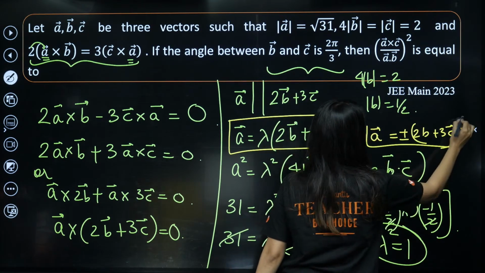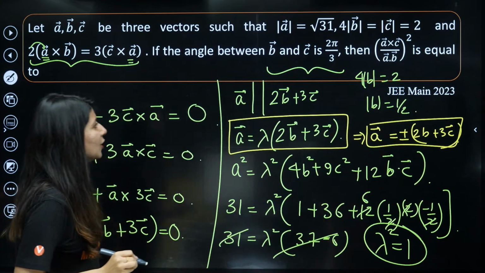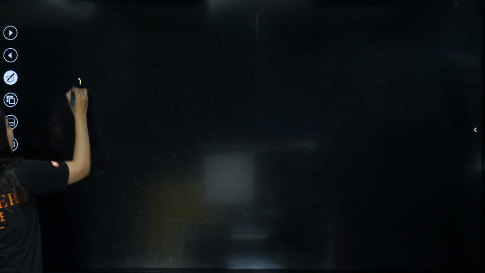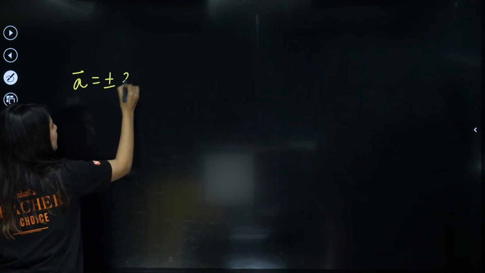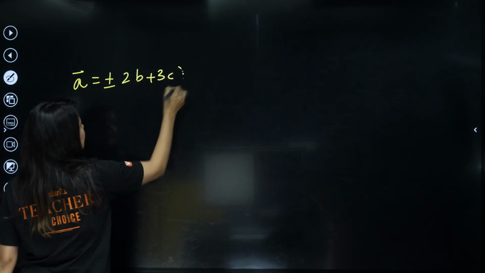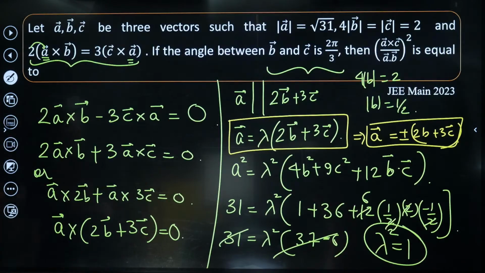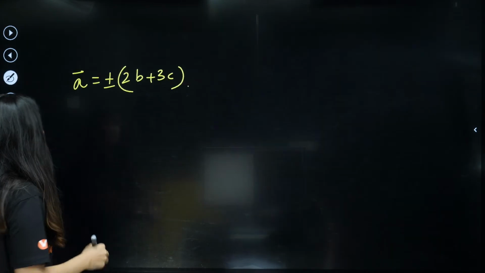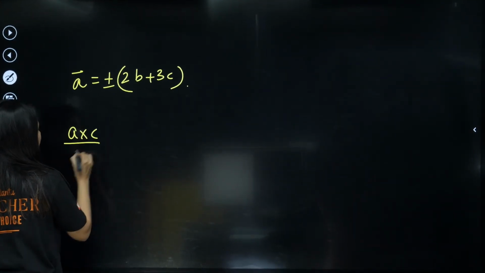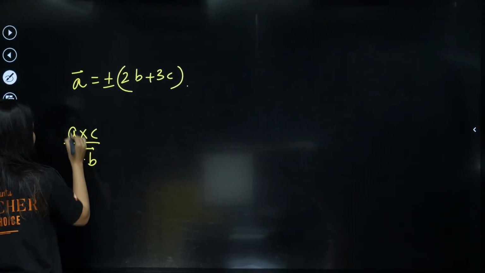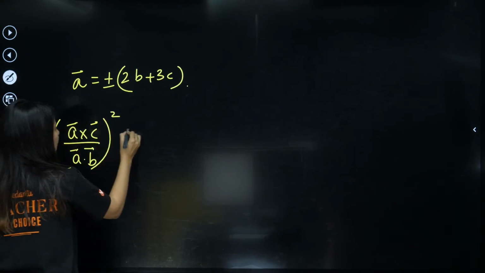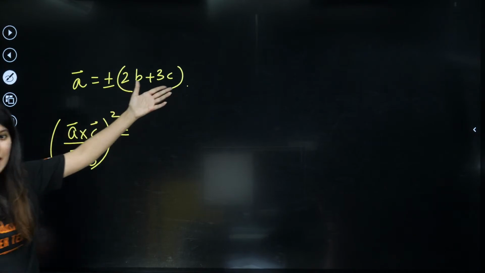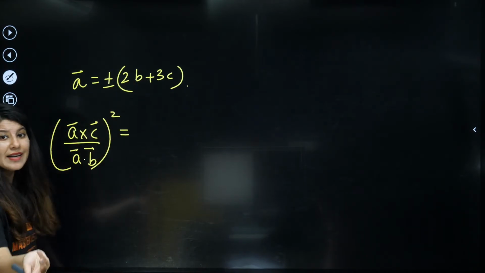Right? You've got the value of lambda. A vector is plus minus 2B plus 3C. Right? This is your A vector. What you need to calculate is A cross C upon A dot B, the whole square. Plug in the value of A. What are you waiting for? Plug in the value of A, you will get your answer, right?